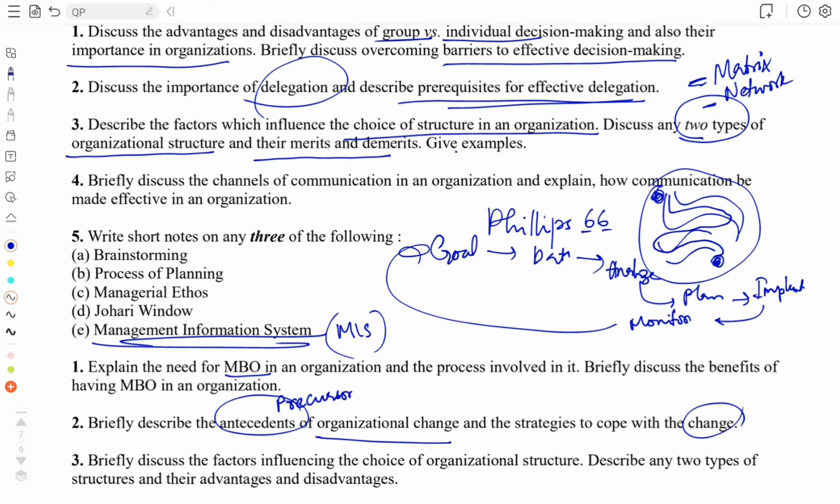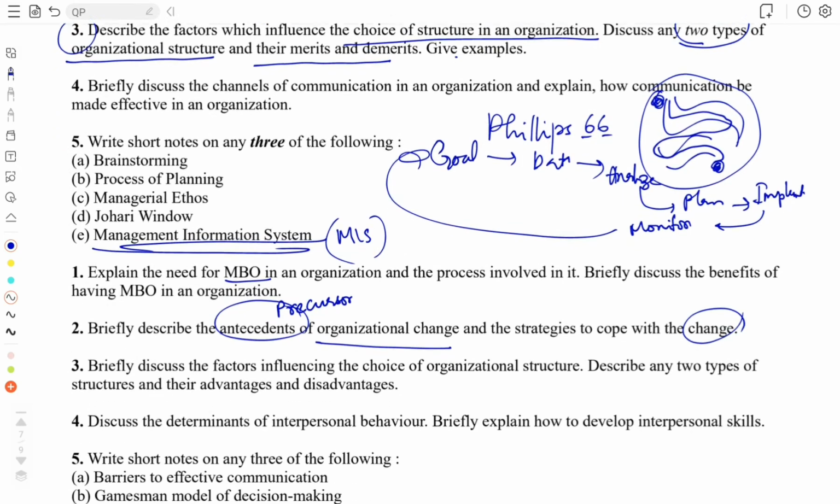The next question is briefly discuss the factors influencing choice of organizational structure and describe any two structures and their advantages and disadvantages. So this is again a repeating question. We had already discussed the organizational structure and the choice and the two types of organizational structures. So we are not going into it again. Let us move on.